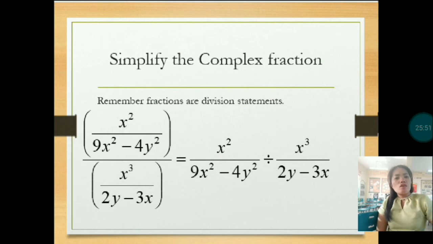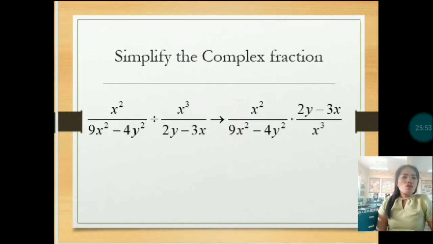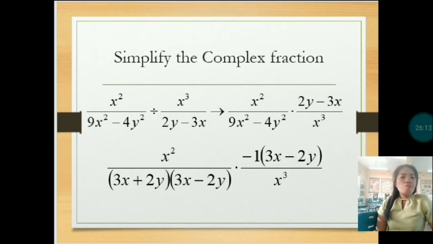The first step, since we are dividing rational expressions, is to copy the dividend. Then we're going to get the reciprocal of our divisor. That gives us 2y minus 3x over x cubed. Then we proceed to multiplication. After that, we're going to reduce. In reducing, we're going to factor out first if there are expressions that are still factorable.